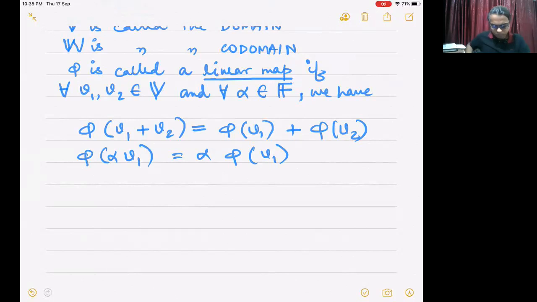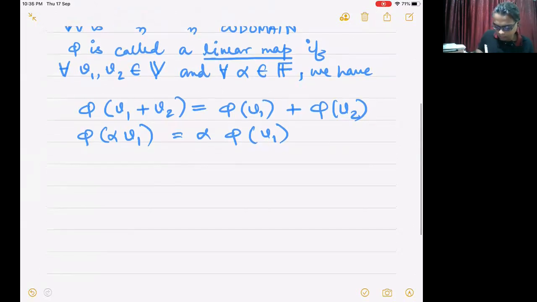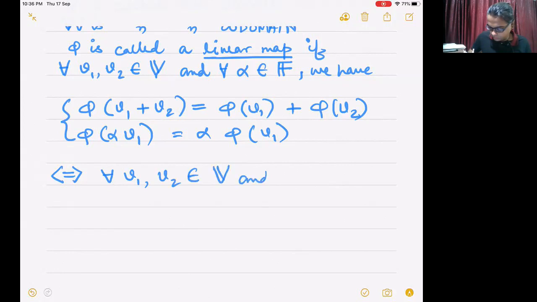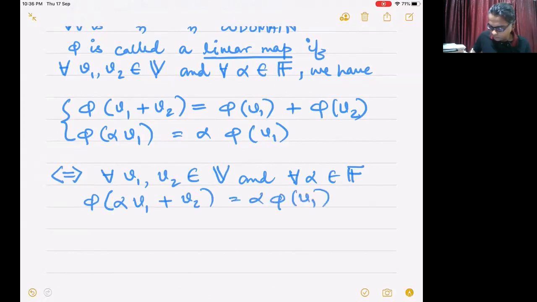Notice that these two properties can be easily combined to get another equivalent property, namely that these two properties together are equivalent to: for all v1, v2 in V, and for all alpha in F, phi(alpha v1 + v2) = alpha phi(v1) + phi(v2). You can check that this is an if and only if condition.